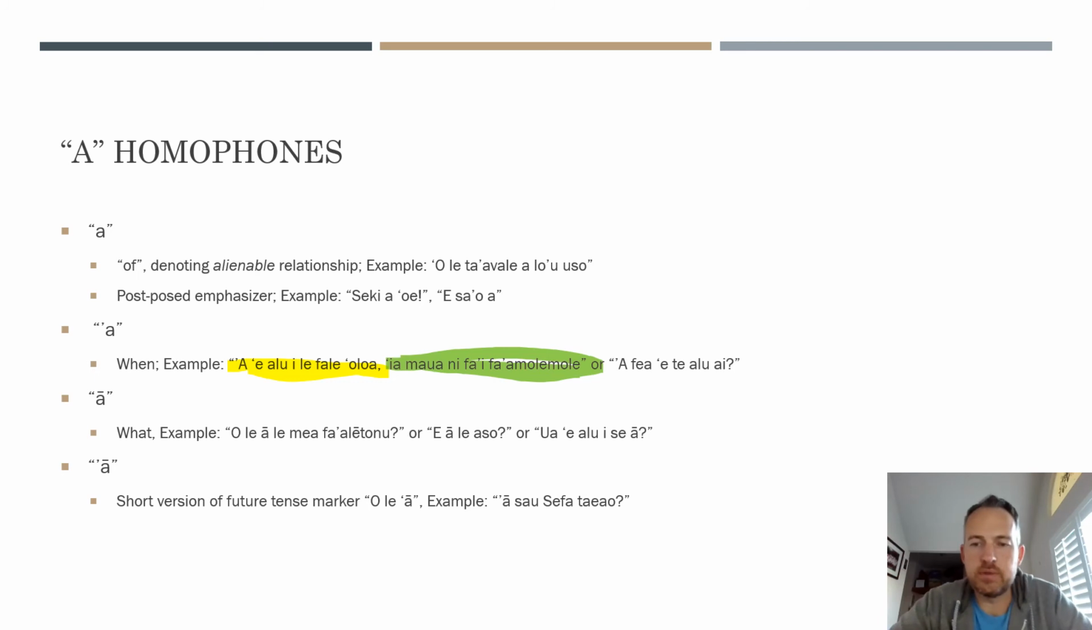The independent clause in this case, I'll go ahead and highlight it green here. Not part of the word that we're highlighting, but "ia maua ni fa'ifa mole." Ia takes the place of a tense marker. It's a command marker. Maua is our verb, which means to get. Ni is an article, which means some. Fa'i is a noun, which is bananas. And then fa'amolemole just means please. So this basically translates to get some bananas. So altogether, it means when you go to the store, get some bananas, please.